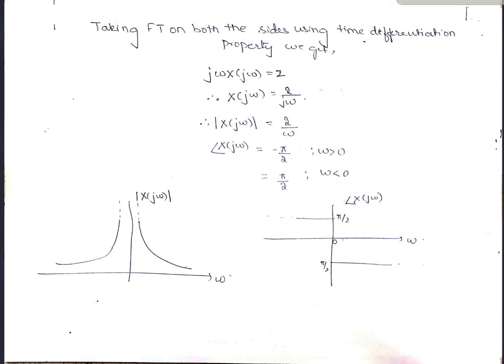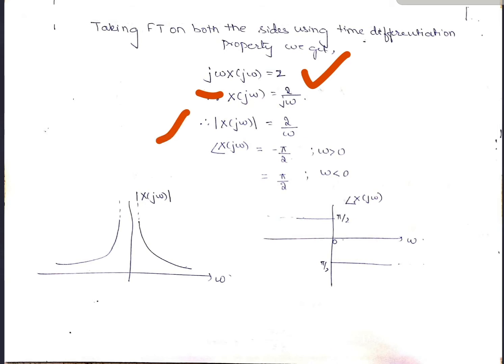Now applying Fourier transform on both sides, we get j omega X of j omega equal to the Fourier transform of 2 times delta t. The Fourier transform is 2 because the Fourier transform of delta t is 1. Now moving this j omega, X of j omega is 2 by j omega.